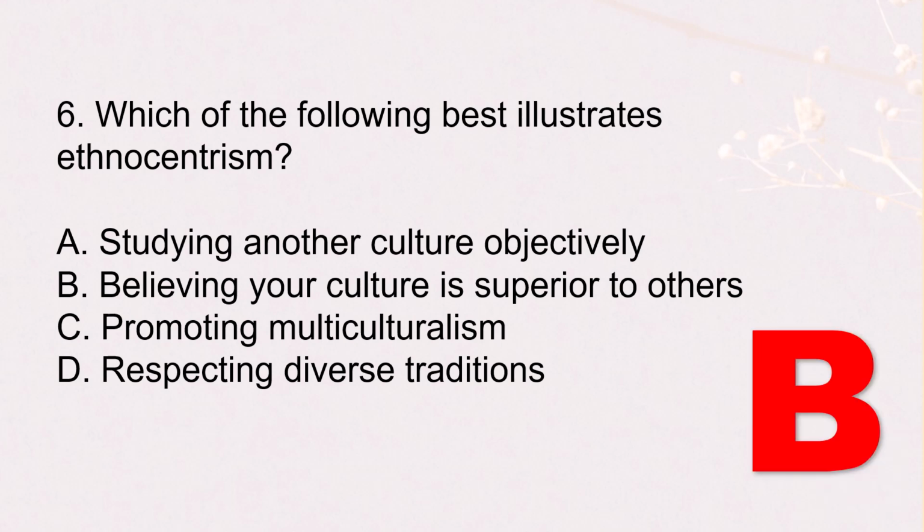Alright, so the best answer is letter B, believing your culture is superior to others. Ethnocentrism is judging other cultures by the standards of your own culture. So that is the correct answer. Letters A, C, and D are examples of cultural relativism and openness.